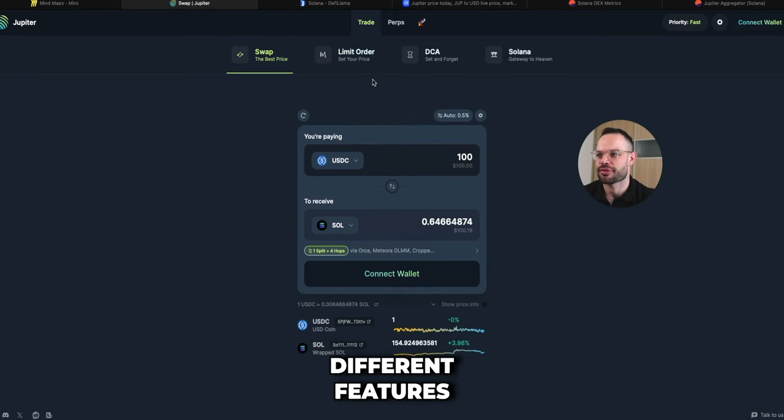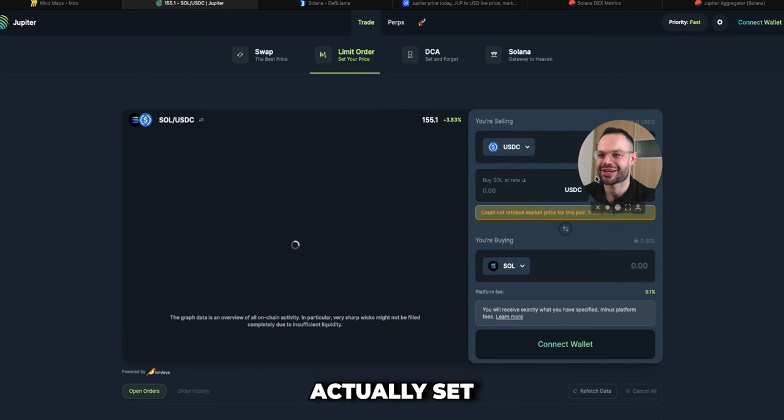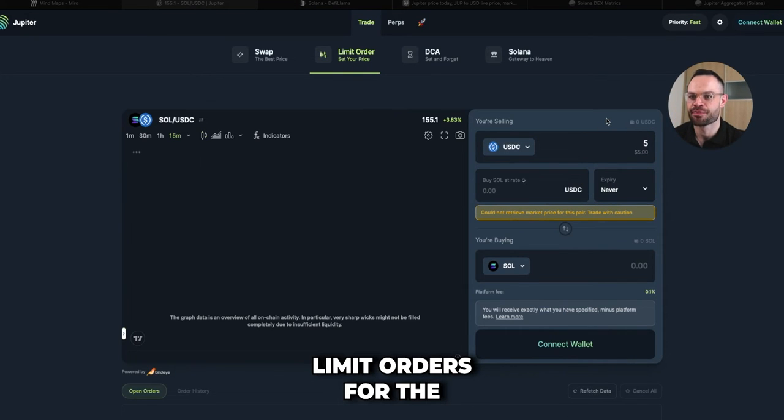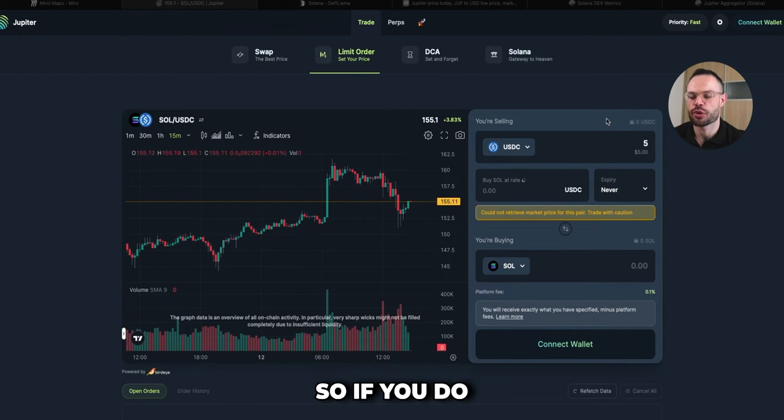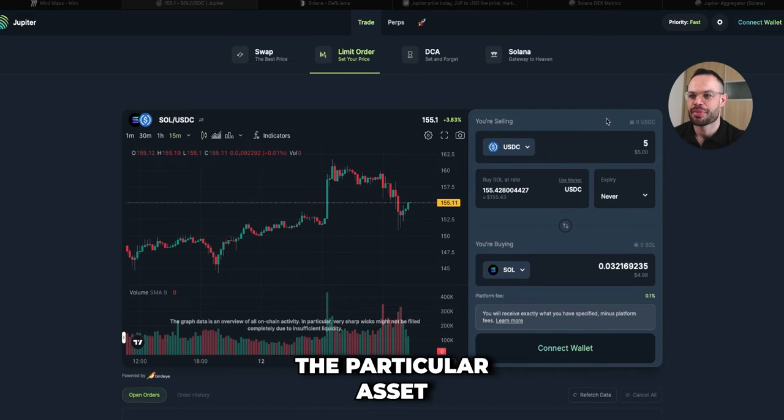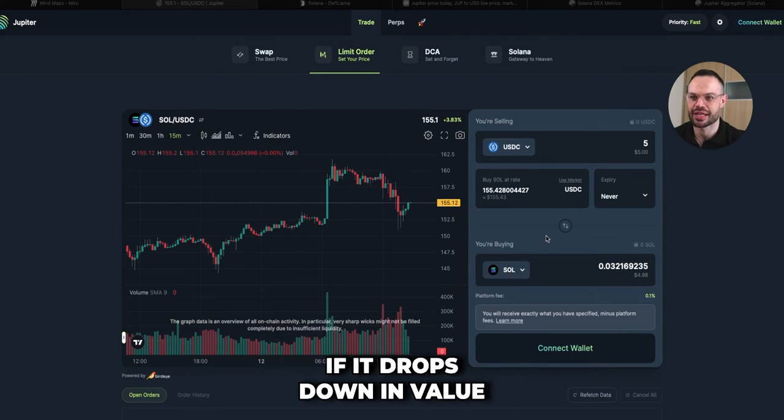Again, they have a number of different features here, like limit orders. So you can actually set limit orders for the decentralized swaps you want to do. So if you do not want to purchase the particular asset at the spot price, you can set a limit order to purchase Solana at a specific price if it drops down in value, so that you can average your dollar cost over a set period of time and reduce your cost basis as a result. So very handy feature here.